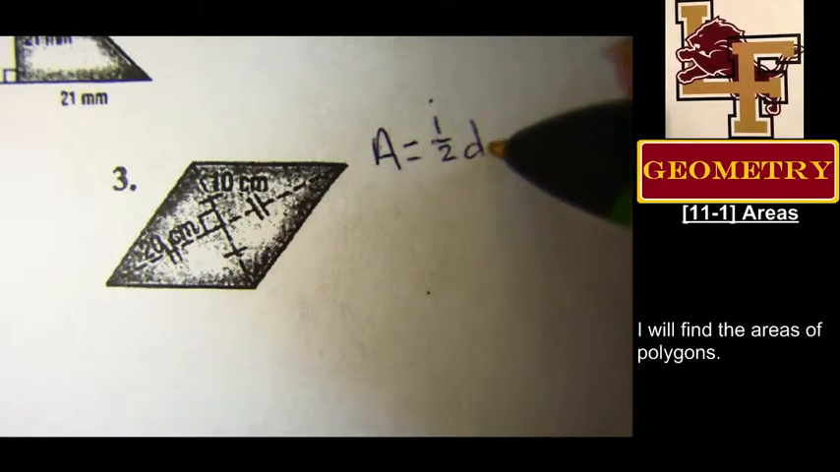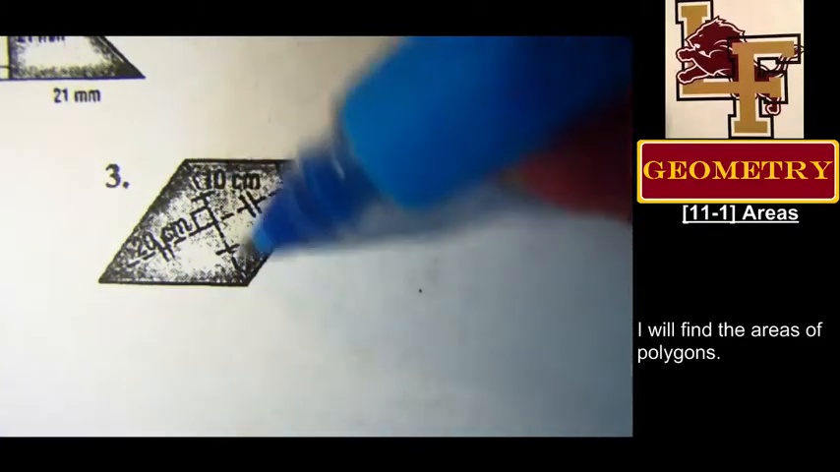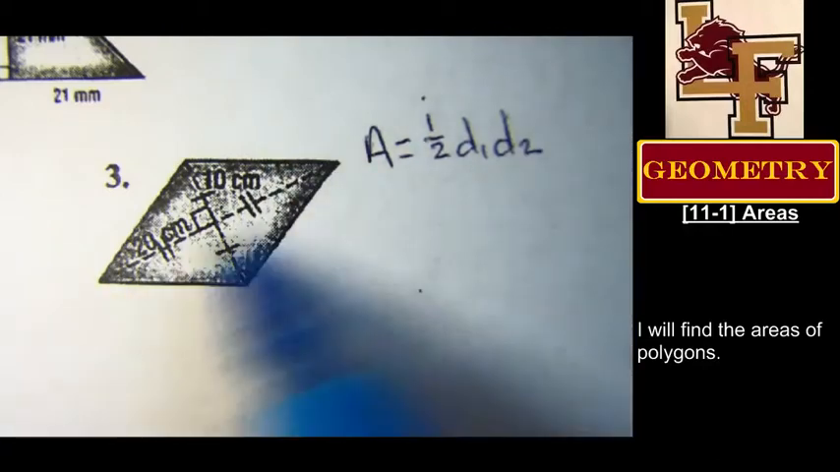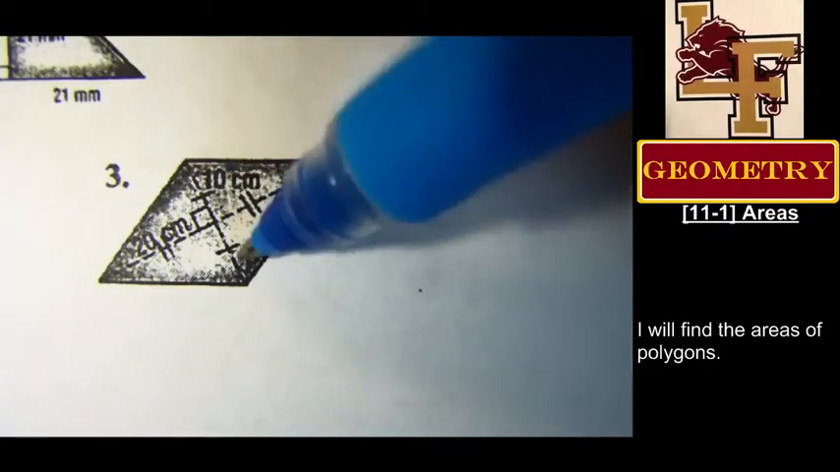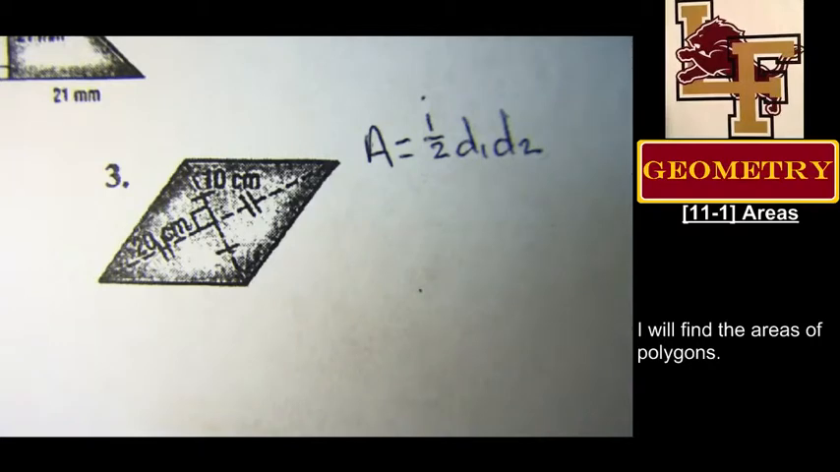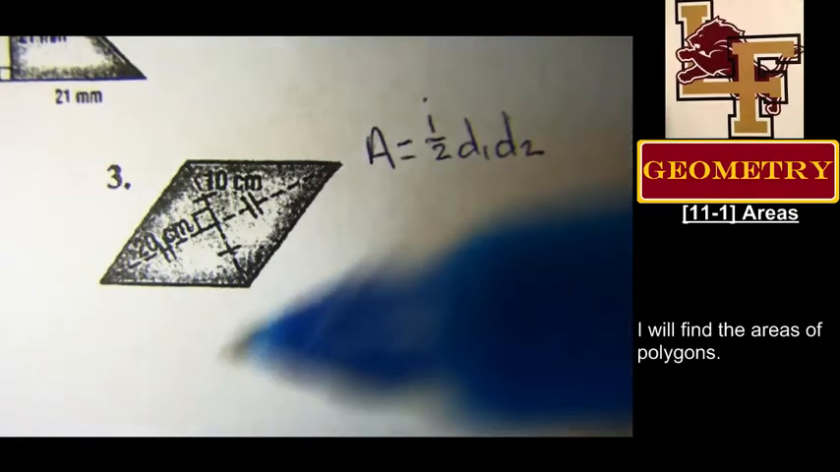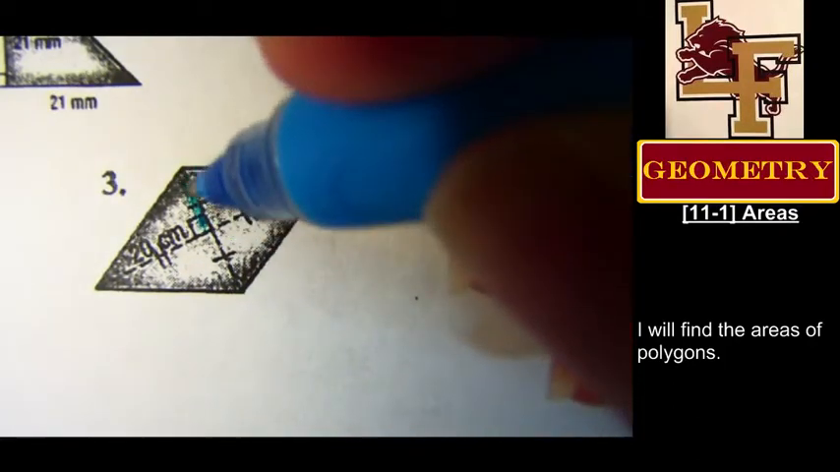Half times the diagonal, 1/2 times diagonal 1 times diagonal 2. All right. Which one do you want to be diagonal 1? This one? Or this one? It doesn't matter, just pick one. The short one or the long one? The short one. Okay, so here's diagonal 1.